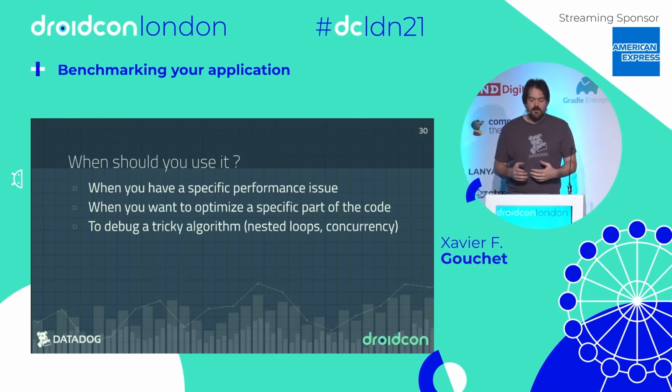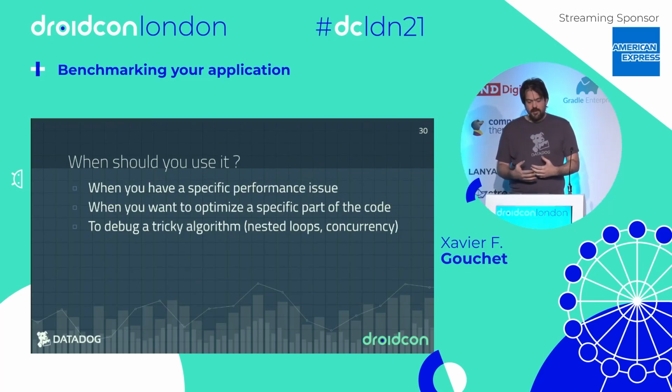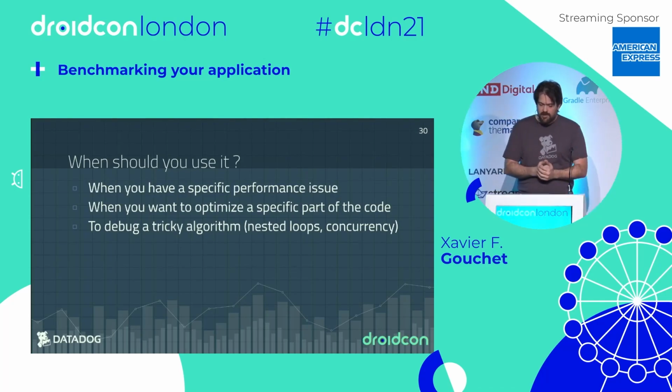So you should use it whenever you have a specific performance issue. As I said, you're working on a feature and you want to see exactly what this specific feature you're working on is doing on the device. It's also useful when you want to optimize a specific part of the code or when you want to debug a tricky algorithm, because you have nested loops, you can have concurrency. So with tracing, you can see exactly what's happening on each thread and see, oh, I'm calling those methods at the same time and this is where my issue is lying.